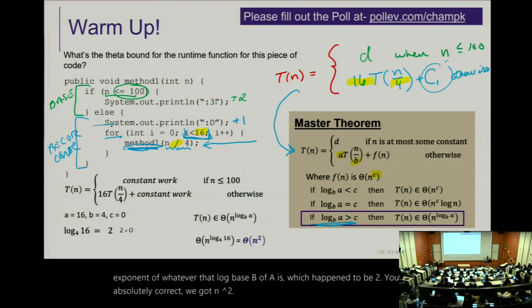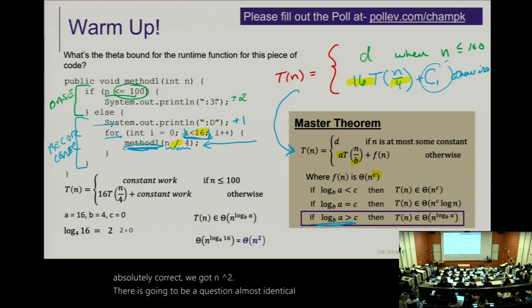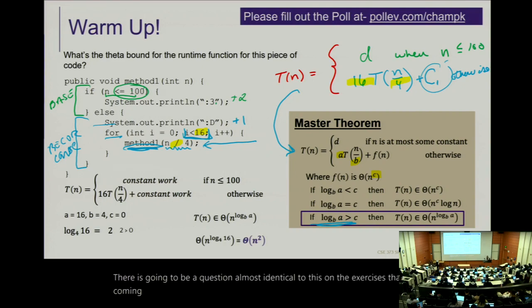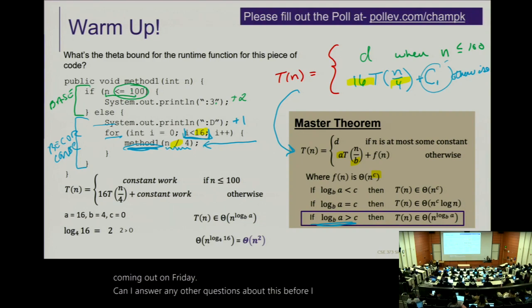There is going to be a question almost identical to this on the exercises that are coming out on Friday. Can I answer any other questions about this before I ask you to do it for some amount of credit?